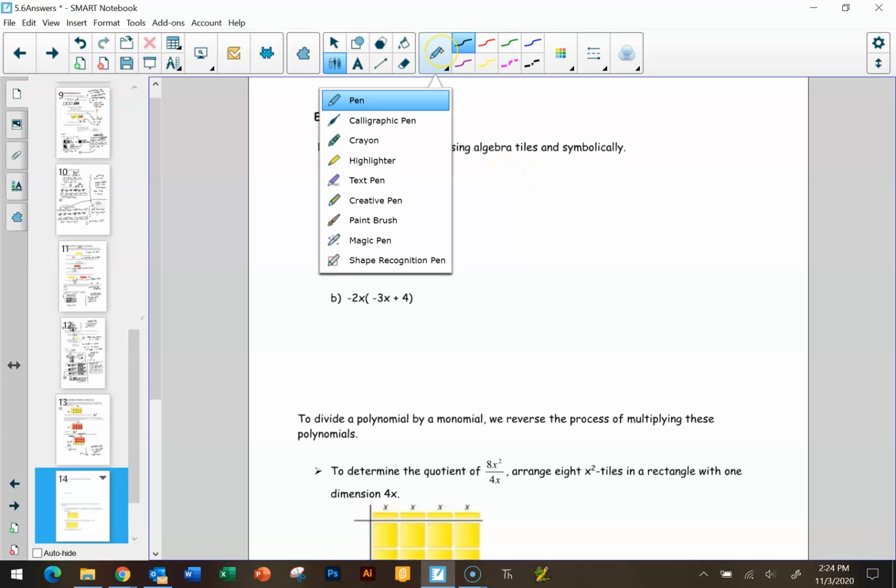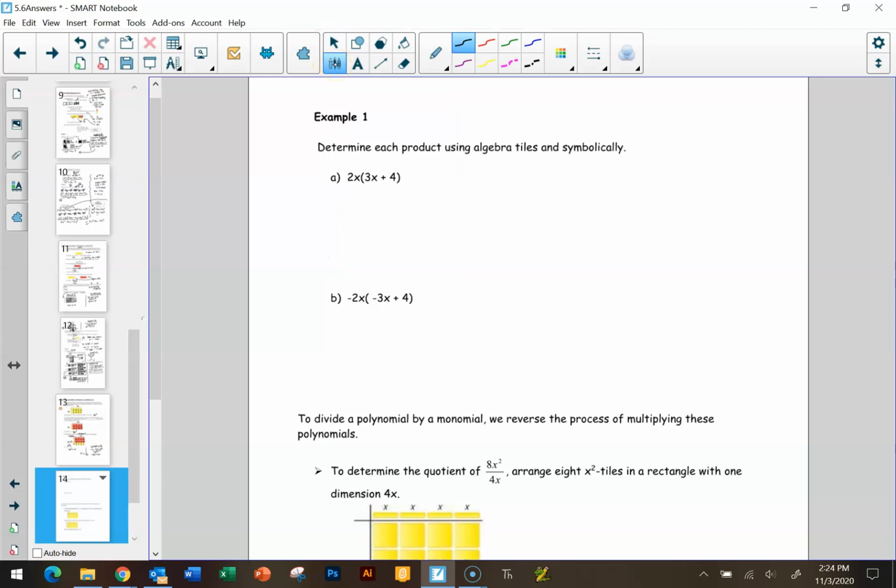For each of these ones, we're going to do what we did in the previous section, and we're going to just split it up and do symbolically on this side. And then we're going to do the tiles on this side. So the first one we've got here is a 3x by 4. Okay, so let's get in the habit of separating this out into a little grid. Okay, so we're going to do 3x plus 4 over here, and we're going to do 2x's up here.